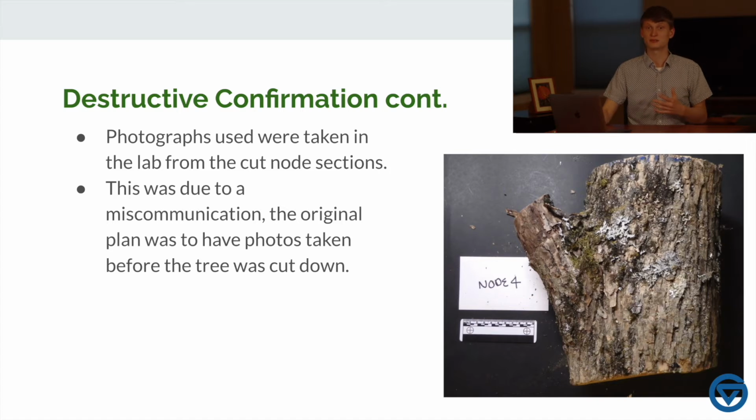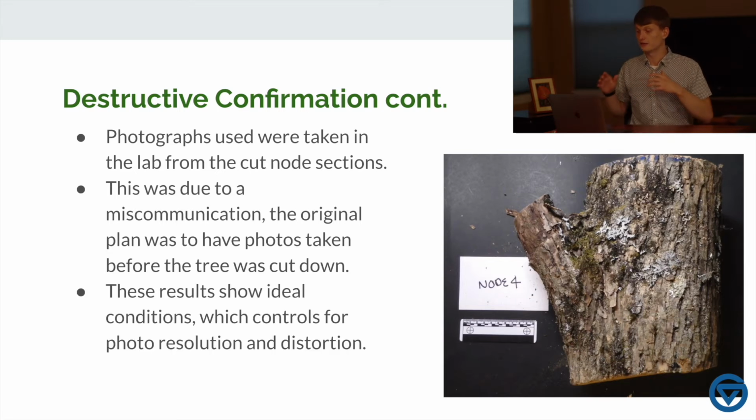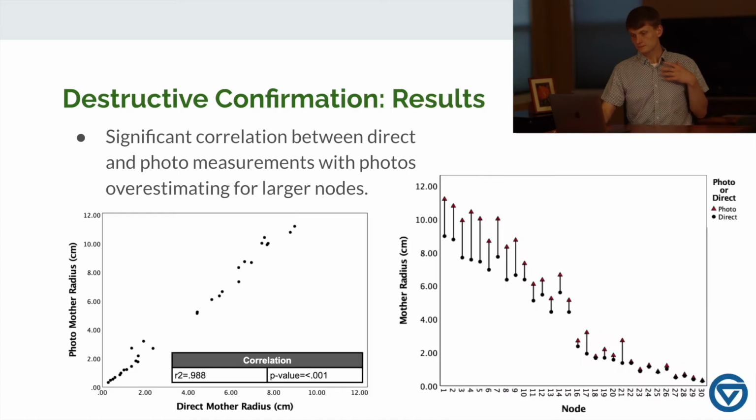It's not what we initially planned. It was due to a miscommunication. The original plan was to have photos taken before the tree was cut down, and while it's unfortunate that that didn't actually happen, these types of photos still offer us an interesting opportunity in that they show ideal conditions. It controls for photo resolution, light, and perspective distortion, and so it'll still offer a valid baseline for what is possible with photos.